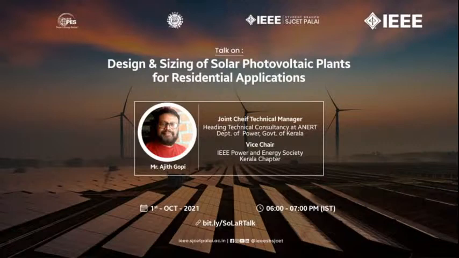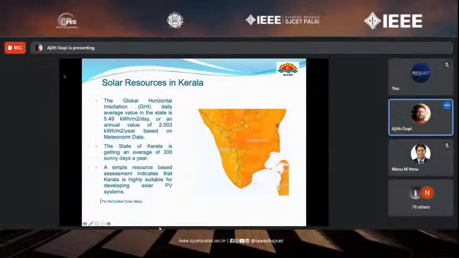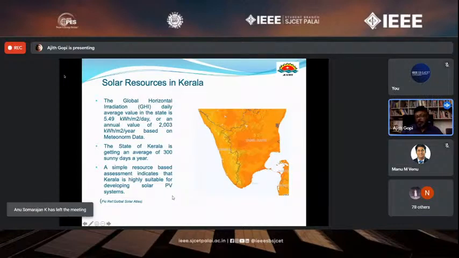So assessing your solar resource is very important for designing it. Based on a basic evaluation of your solar resource using Meteonorm software, which is a private software that provides satellite data of solar resource, we get around 5.5 kilowatt hours per square meter per day.